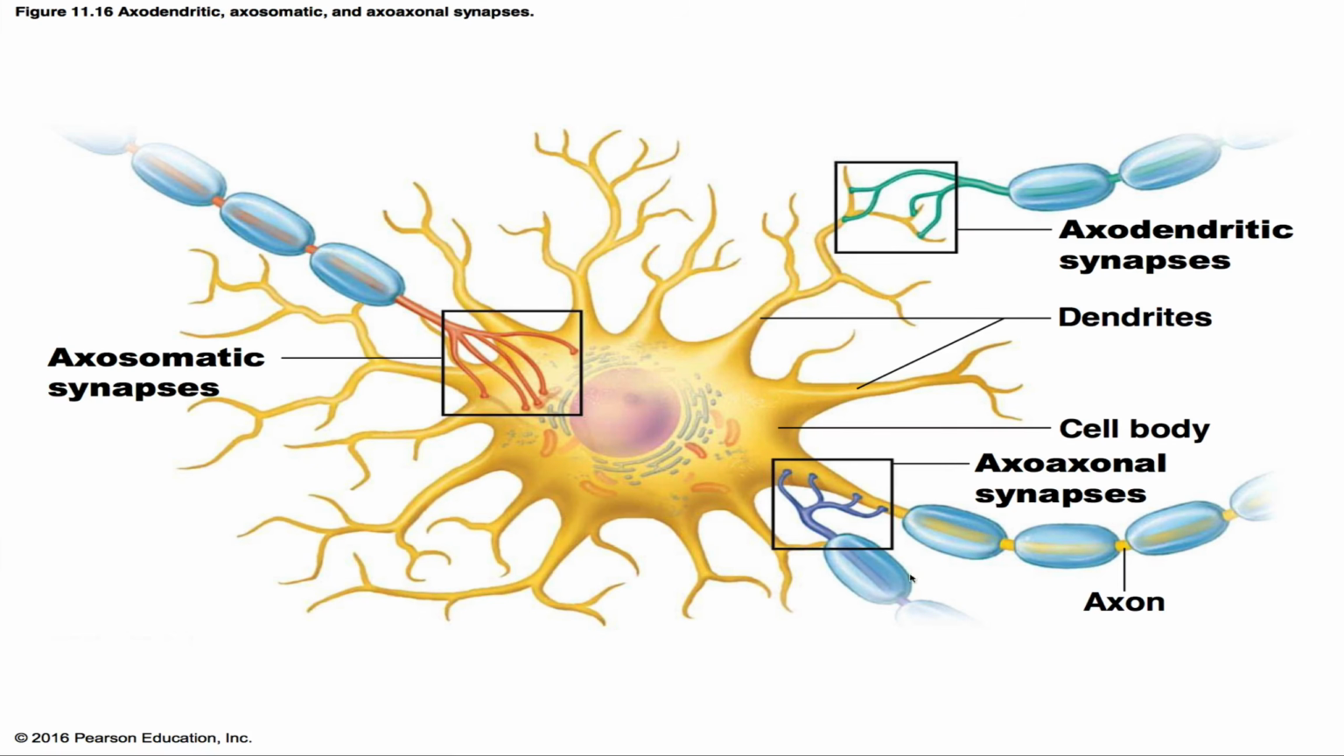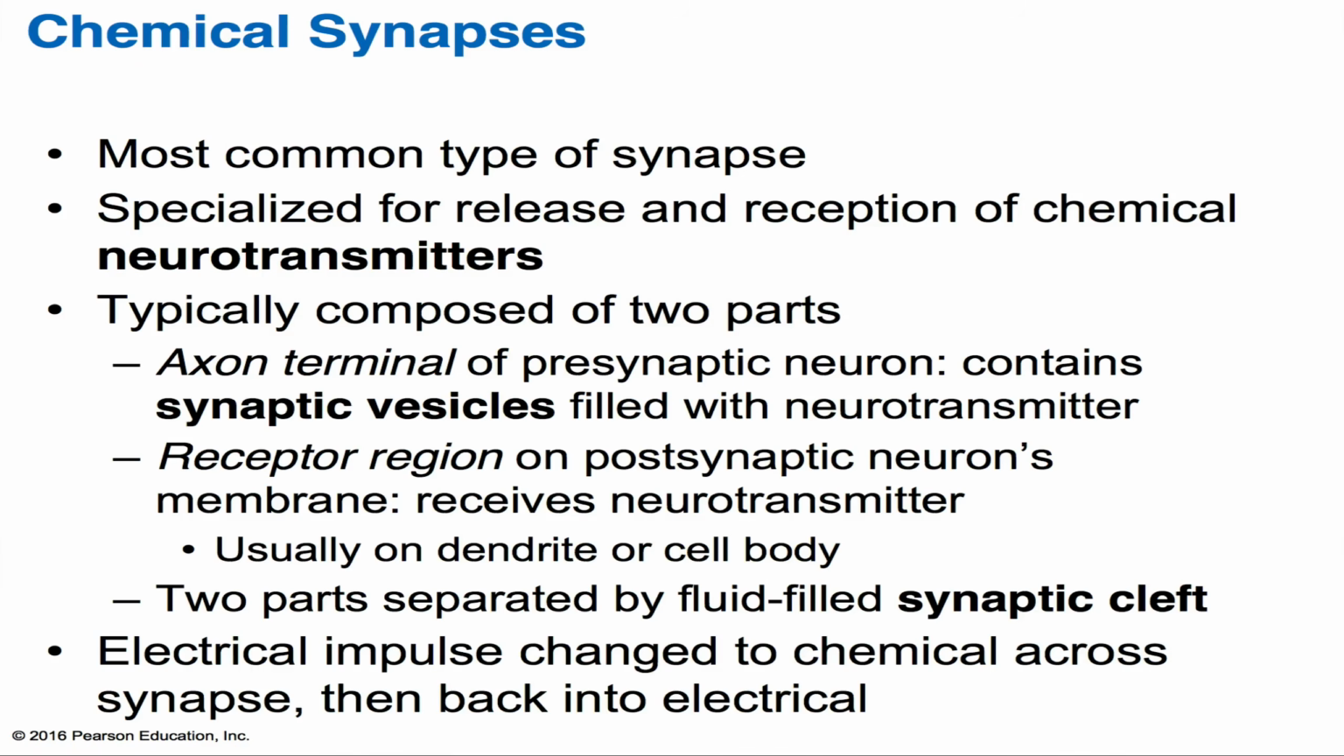Between the two axons. Chemical synapses are the most common type of synapse, and they're specialized for the release and reception of chemical neurotransmitters. And they're typically made up of two parts, the axon terminal of a presynaptic neuron and the receptor region on the postsynaptic neuron. The axon terminal of the presynaptic neuron contains the synaptic vesicles that are filled with neurotransmitters. And the receptor region on the postsynaptic neuron's membrane is going to be receiving the neurotransmitters. These are usually found on the dendrites or the cell bodies of the postsynaptic neuron.